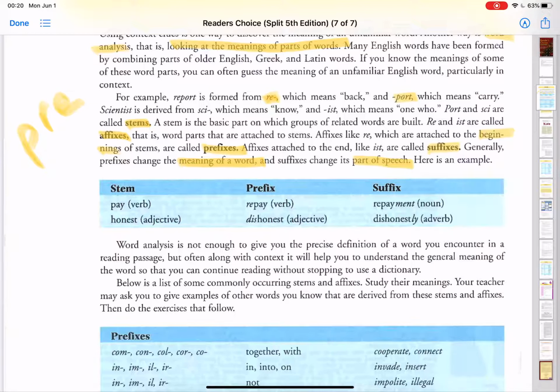So here I have pay is the stem, repay, right? Repay, pay again, pay back. Or repayment, right? Then I use that ment suffix to become a noun. Honest is the stem. Dishonest, the prefix changes the meaning, dis meaning not. And then dishonestly, when I add ly, that's a suffix that changes the part of speech from an adjective into an adverb.